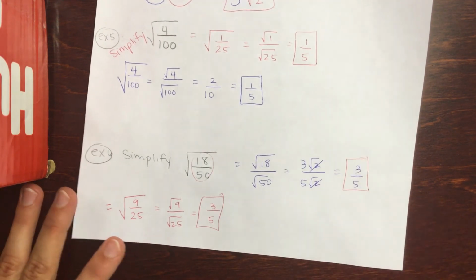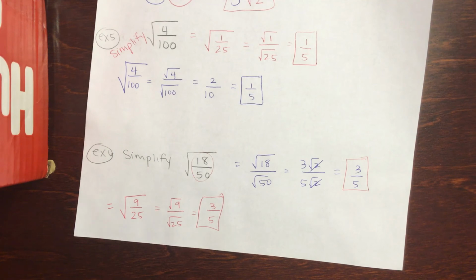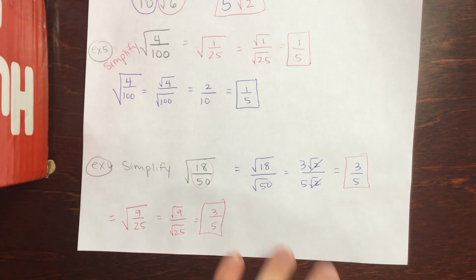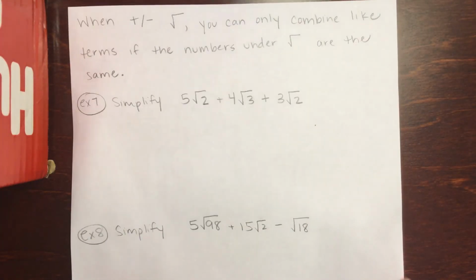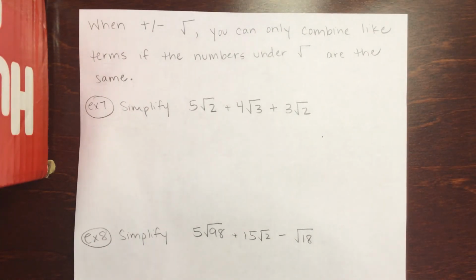Just know for these problems they're always going to be whole number fractions. You're going to get rid of your square roots completely and just do whichever method seems easier to you, or sometimes that might change depending on what the problem gives you. All right, last thing we're going to conquer in this video here is adding and subtracting square roots.